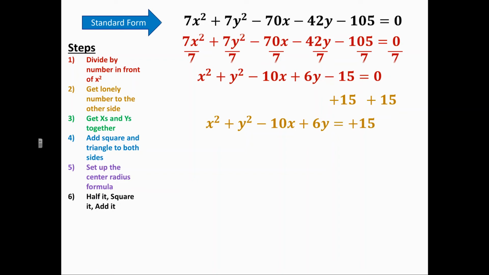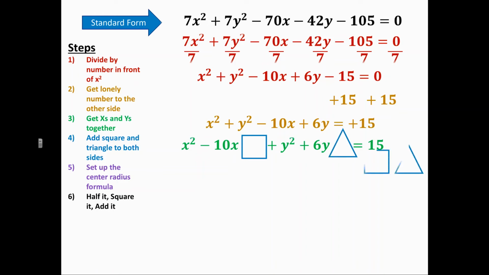Step 3, x's and y's together. Segregate the equation fully. So we've got x's, we've got y's, we've got our constant. Now add the square and the triangle to both sides. Got to add square to x, triangle to y. Do not forget to add both the square and the triangle to the other side. Because if we're adjusting the x's and we're adjusting the y's, the constant needs to make up for all of that. Set up the center and radius form.